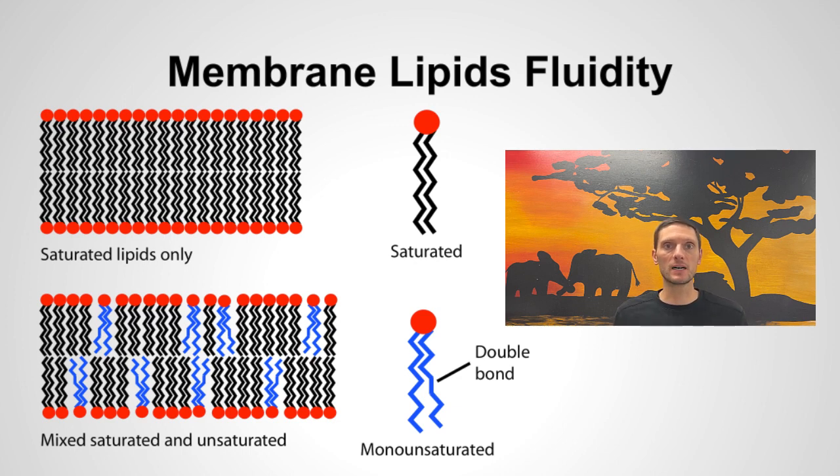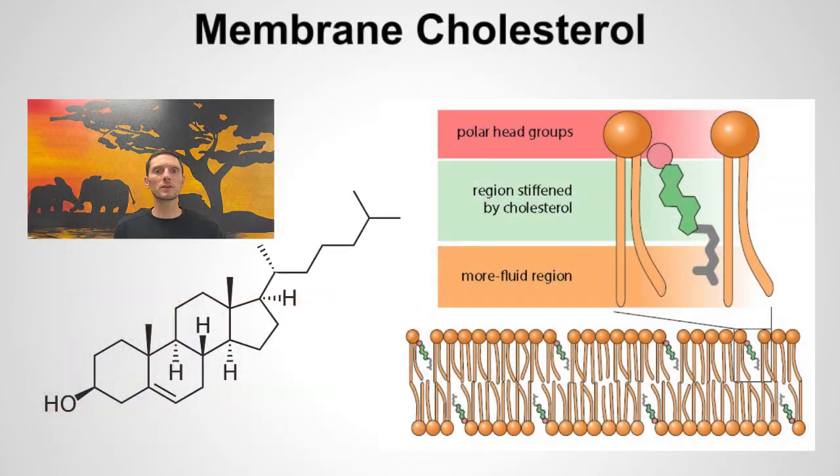It's not one or the other. It's both types of tails, and the ratio really depends on the temperatures that the cells typically experience. Colder oftentimes is going to be more unsaturated, and warmer temperatures is going to be more saturated. Another molecule that's found within the membrane that helps to change the fluidity and permeability is cholesterol.